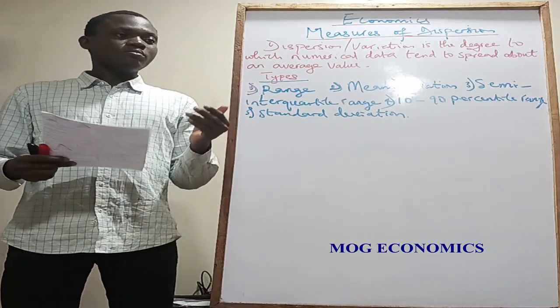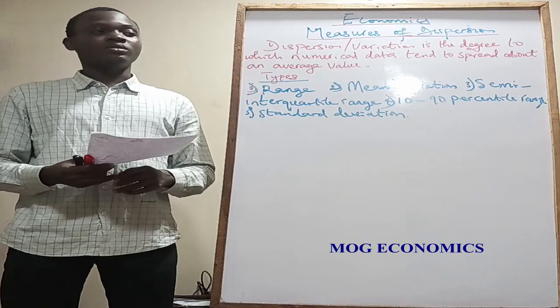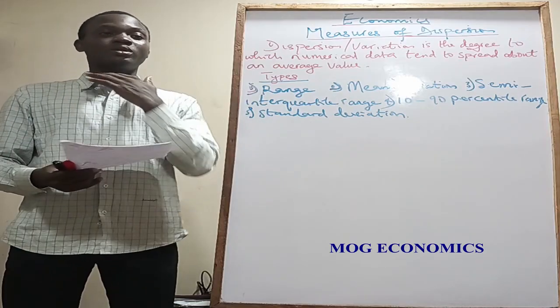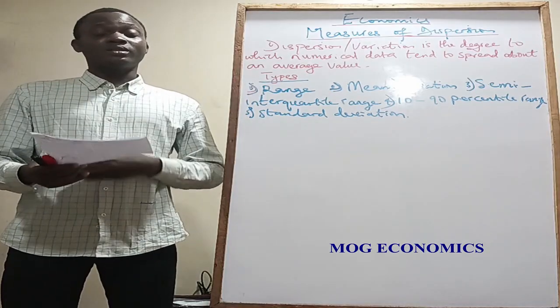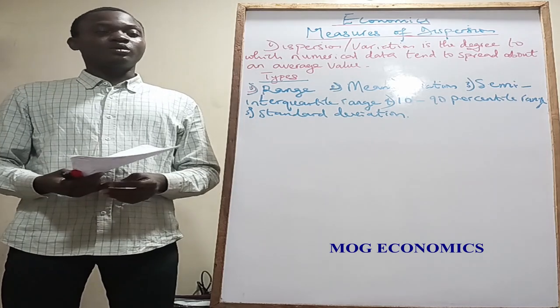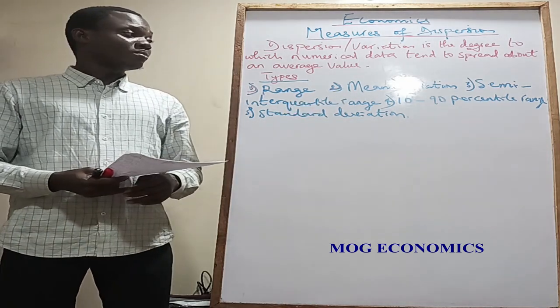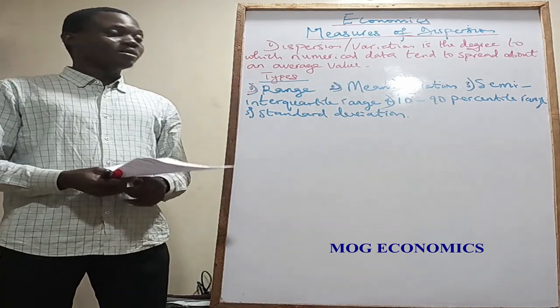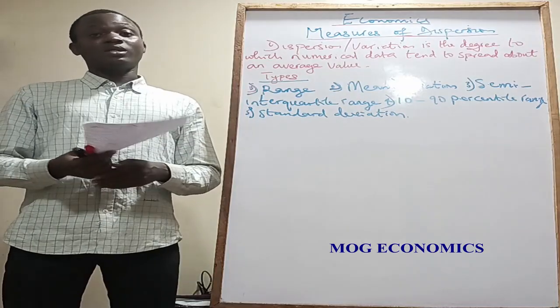Now we move to the types of measures of dispersion. The first and the easiest one is the range. The range is the difference between the smallest number in a data set and the highest number. Then we have the mean deviation, and the semi-interquartile range, which is still a range. Then we have the 10 to 90th percentile range. You have the standard deviation, and whatever else I may eventually get to know in the future.